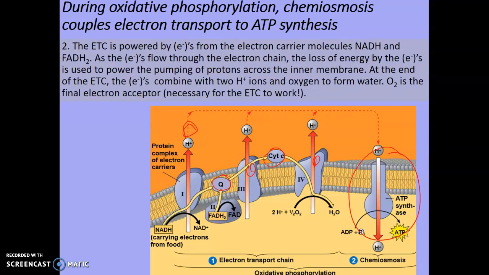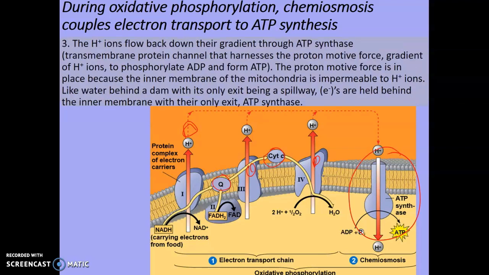The electron transport chain is powered by electrons from the electron carrier molecules NADH and FADH2. As the electrons flow through the electron transport chain, the loss of energy by the electrons is used to power the pumping of protons across the inner membrane. At the end of the electron transport chain, the electrons combine with two hydrogen ions and oxygen to form water. Oxygen is the final acceptor, and it's necessary for the ETC to work.